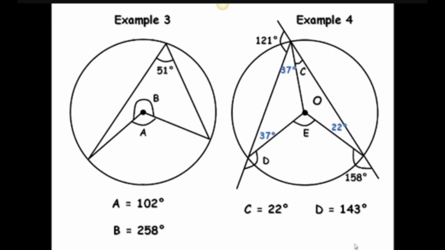Well, if you look at the top, the angle at the circumference is the combination of 37 and C. So C is 22, so 37 and 22 is 59 degrees. E must be double that, so E is 118 degrees because E is the angle at the centre.